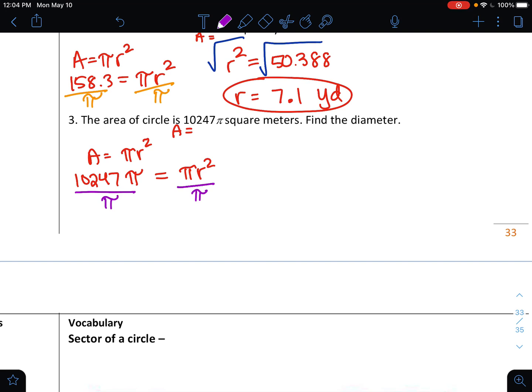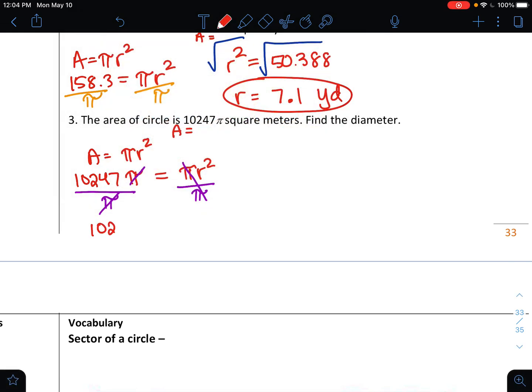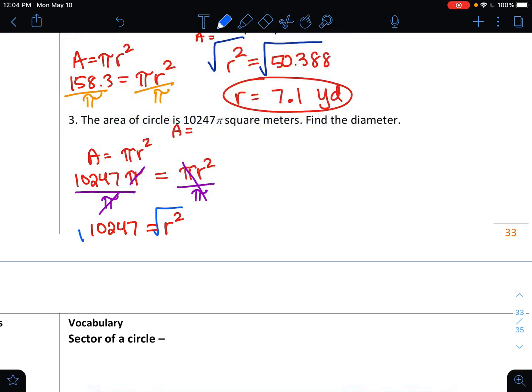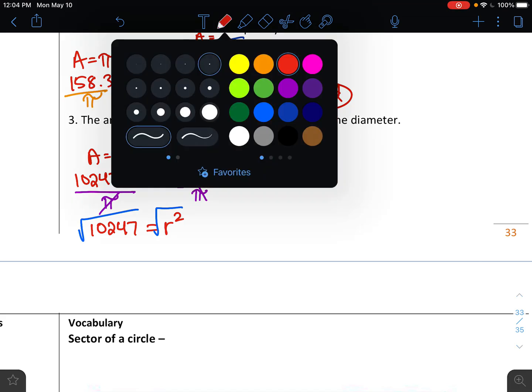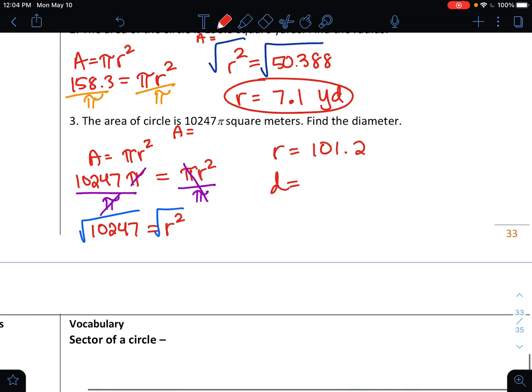Let's divide both sides by pi. Do you see how these two pi's divide out to be 1, and so do those. So now we have 10,247 equals r squared. Now you're ready to come through here and take the square root. If I take the square root of 10,247, my radius is about 101.2. Now diameter, I need to double that.